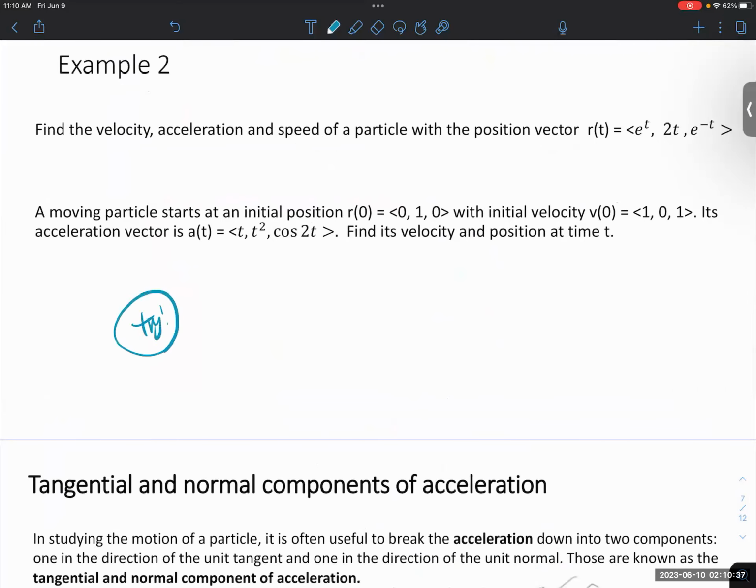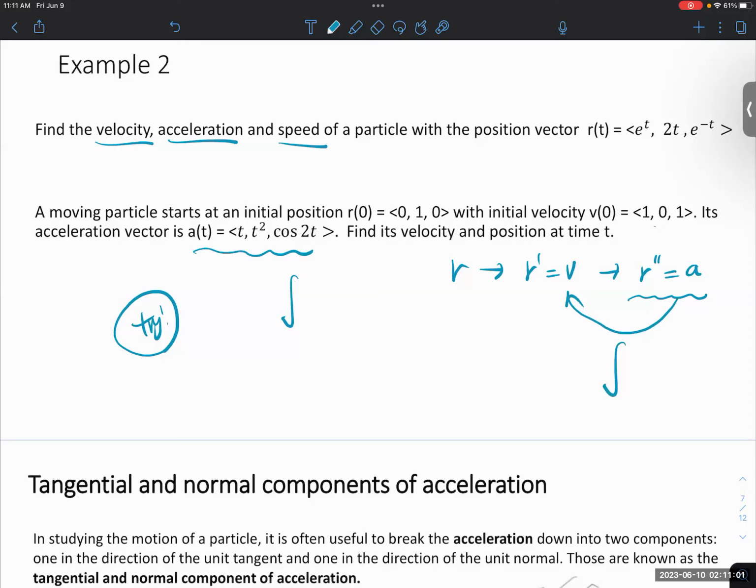Like I did, find the velocity, acceleration, and speed with the given function. And then if acceleration is given, then take the, right? So r, and then r prime is going to be velocity. r double prime is acceleration. If you have acceleration already and want to find the velocity, take the integral. If you want to go to the r function, take the integral. So this time, you are going to take the integral of each one so that you can find the velocity and the r function.